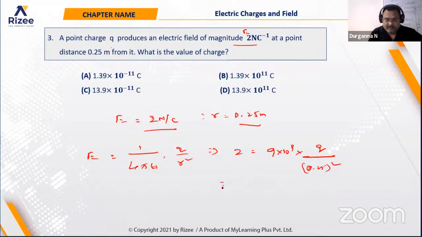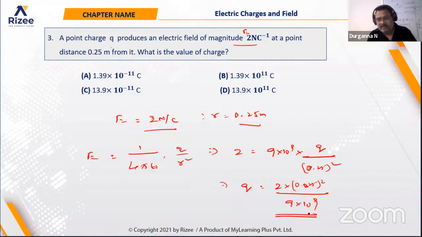So from this one, q is equal to, you need to find, that means q is equal to 2 into 0.025 or 0.25 whole square by 2 into this one by 9 into 10 to the power of 9. This is the one we need to solve to find out the value of the charge, whatever he is asking. Got it? So now, next one, please.